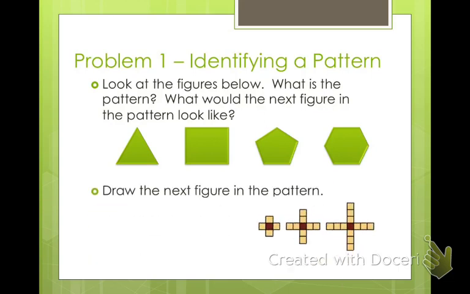What about this one? Do you notice a pattern with this one? I hope so. This one's pretty easy. We have a red center and 1 square each side, 2 squares each side, 3 squares each side. So the next figure in the pattern would be 4 squares on each side. Woohoo! You're smart.